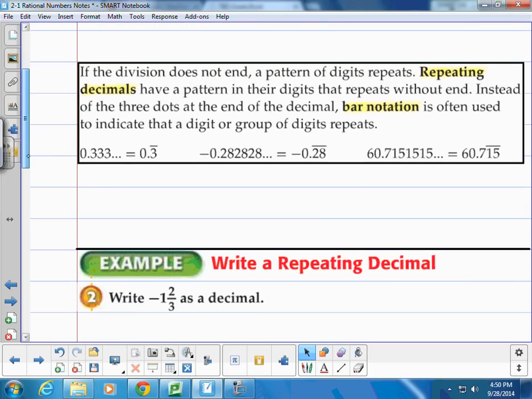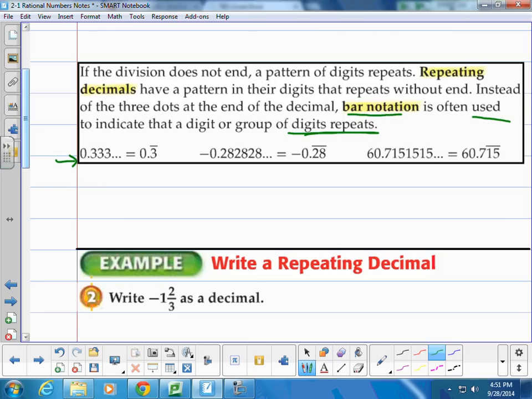Other type of decimals are repeating. If the division does not end, a pattern of digits repeats. Repeating decimals have a pattern in their digits that repeats without end. Instead of the 3 dots, because those are sometimes used to show that the decimal goes on and on, without repeating, instead of the 3 dots, we're going to use bar notation. Bar notation is used to indicate a repeating decimal. So bar notation indicates a repeating decimal.